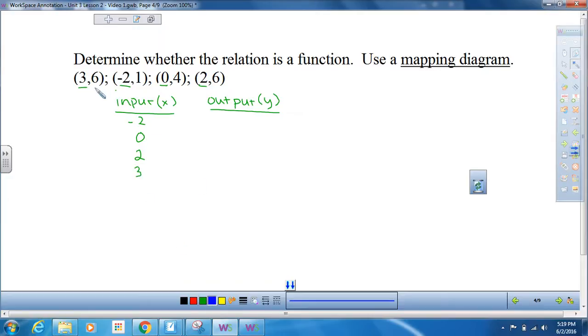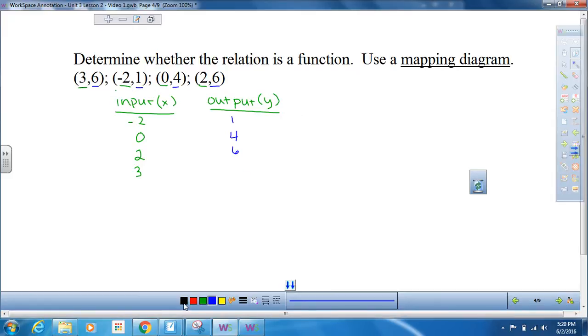Okay, let's look at our output: 6, 1, 4, and 6. So I'm going to put these in order as well. Oh, I'm sorry, I messed up. 0 is an input. Okay, so let me start that over. I have 1, 4, and 6. And I won't write 6 again.